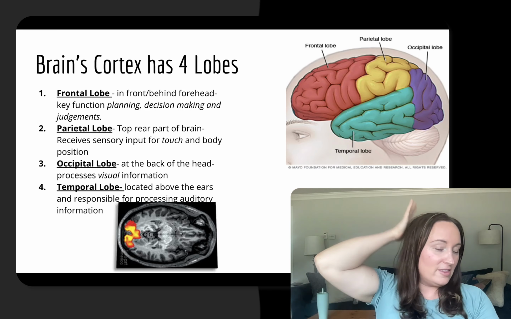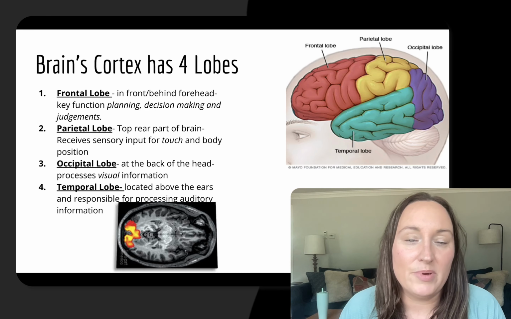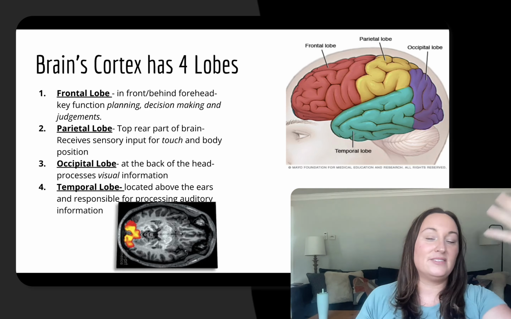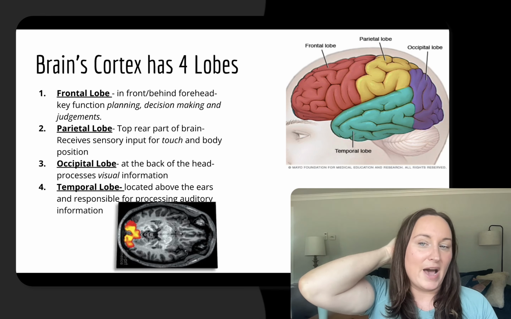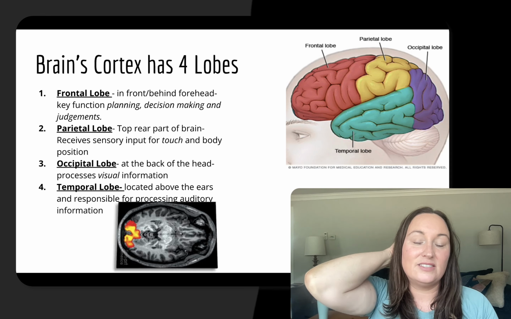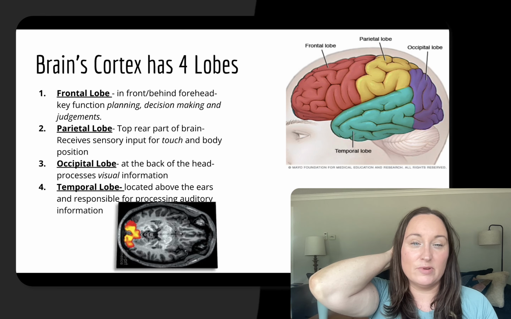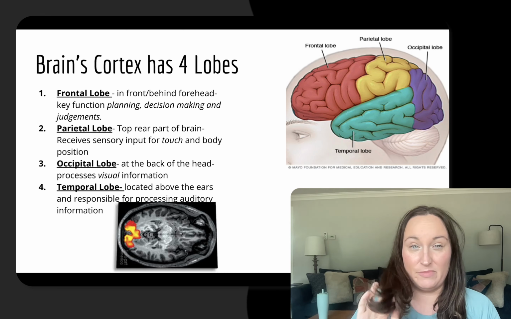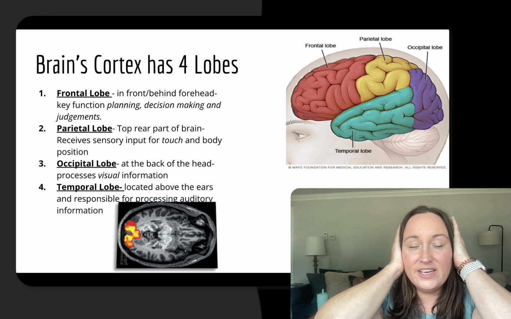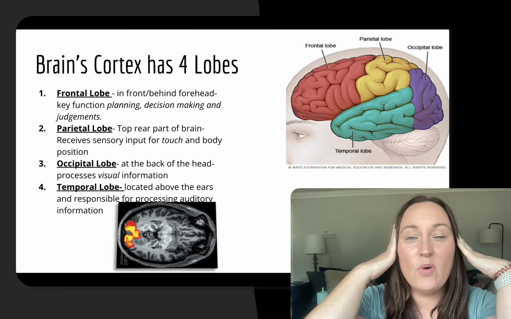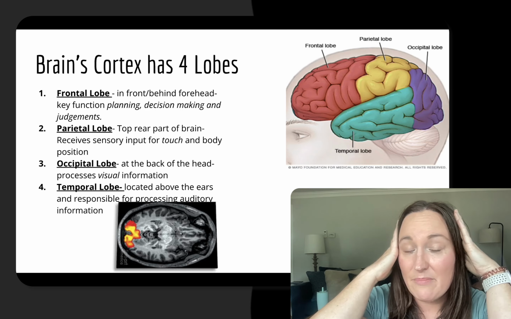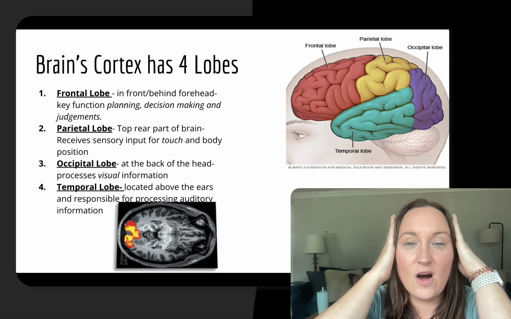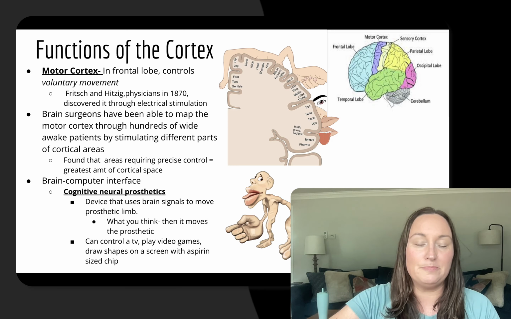Occipital lobe, you want to go like this. And if you bump the back of your head, you might see stars like the cartoon characters. That is because the back of our head is the occipital lobe, and that is responsible for processing visual information. The last one, you can go like this, and this is the temporal lobe, and you want to think hearing, headphones, or the word tempo if that helps you, because this is auditory processing in the temporal lobe.